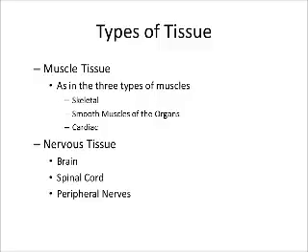Next we have muscle tissue, as in the three types of muscles. There's the skeletal muscles, which are the voluntary muscles that control the skeletal system. There's the smooth muscles of the organs, which are non-voluntary and are responsible for such things as the blood flow through the veins and arteries, the digestive system, and other organ systems. And then there's the cardiac muscles, which are found only in the heart and responsible for the heartbeat. Next, we have nervous tissue, such as brain, spinal cord, and the peripheral nerves.